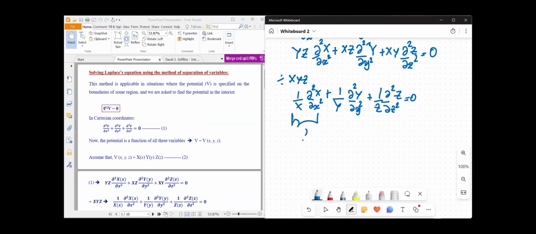So here I have f of x, and this is g of y, and you can say k of z. So only function of x, only function of y, and only function of z. Now, if we look here, in order for these three functions to sum to 0, since each is only dependent on x, y, and z respectively, each of these functions has to be a constant.